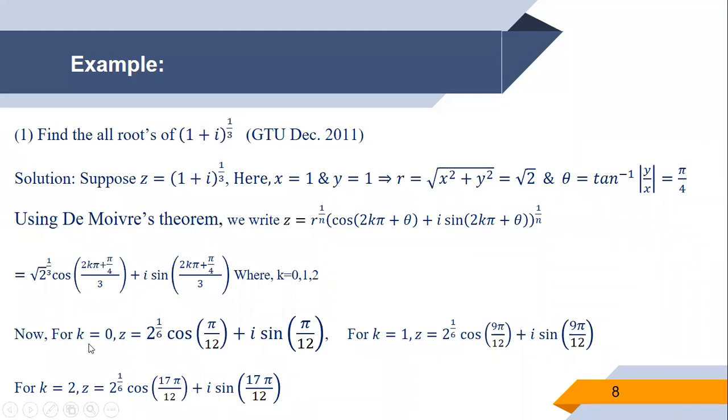First, we consider k is 0. We put it here. Then 2 raised to 1 by 2 into 1 by 3, so 1 by 6. 2 raised to 1 by 6 cos of pi by 4 divided by 3, so pi by 12, plus i sine pi by 12. The first root is 2 raised to 1 by 6 into cos pi by 12 plus i sine pi by 12. For k equal to 1, we put k equal to 1. Then 2 pi plus pi by 4 gives 8 pi plus pi, so 9 pi by 12: cos 9 pi by 12 plus i sine 9 pi by 12. For k equal to 2, 2 into 2 is 4, 4 into 4 is 16 plus pi, so 17 pi by 12: cos 17 pi by 12 plus i sine 17 pi by 12.